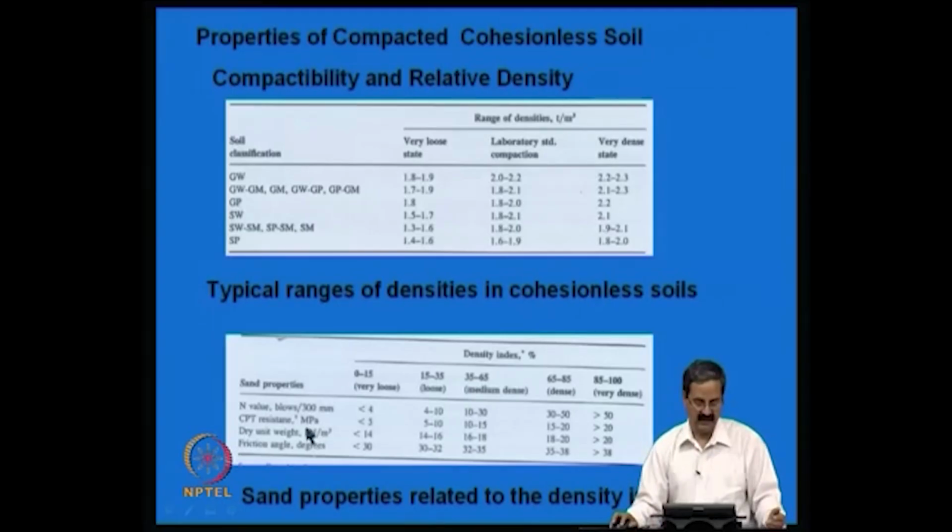CPT is the same thing, the CPT value is another important variable. You do so many in situ tests for quality control of compacted soils, as we will see, where you try to measure the SPT values or the CPT values, and also sometimes the friction angle, where you take a sample to the laboratory and measure its friction angle. You can see that the friction angle also varies quite a lot: for very dense systems it could be 38 degrees, whereas for loose materials it could be less than 30.